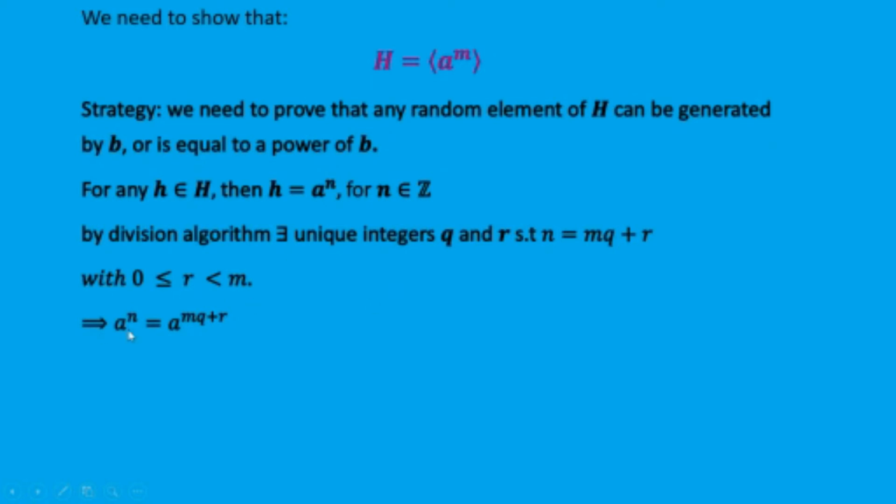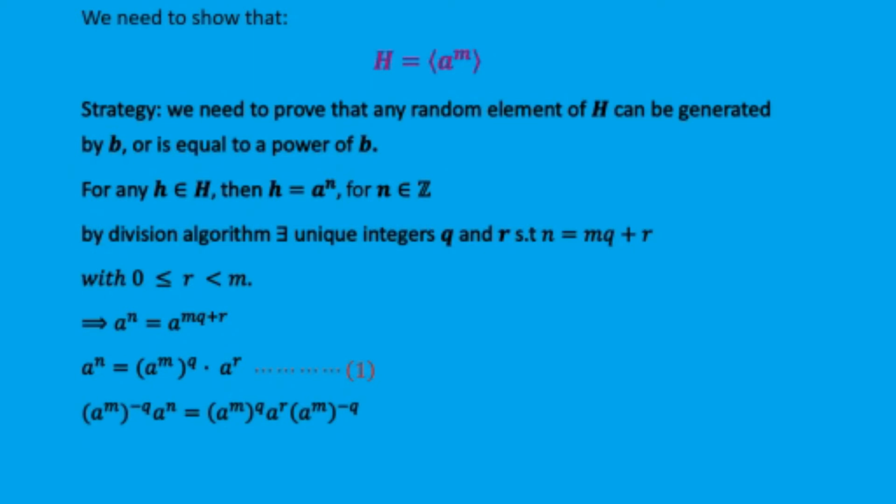Then we can rewrite this as A to the N is equal to A to the M times Q plus R. Then, by applying the laws of exponents, we can rewrite this as A to the N is equal to A to the M to the Qth power times A to the R, which is our equation 1.